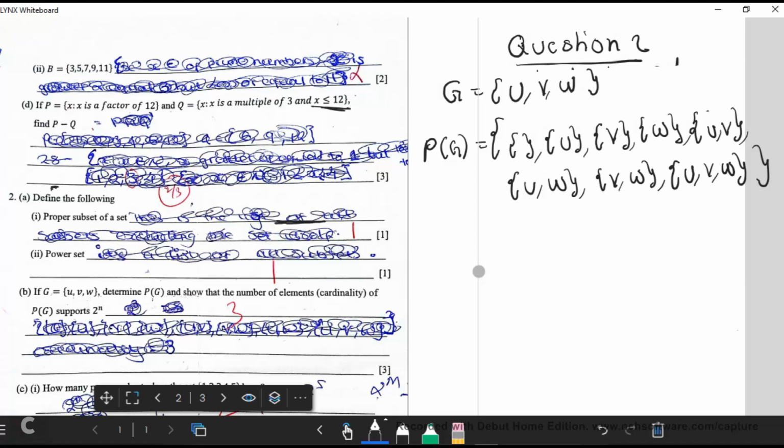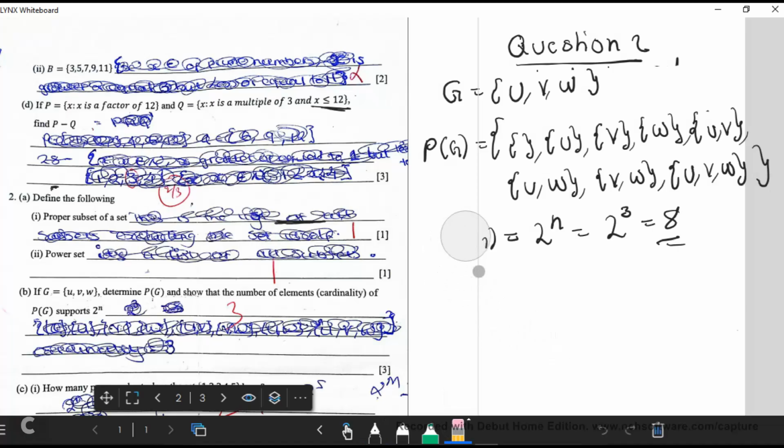Now they're saying that it's supposed to be supported by that, meaning the number of elements of the power set of G is equal to 2 to the power n. So how many elements are we having in G? We're having 1 2 3. So here you put 3, which is supposed to be 8. So meaning we're having 8 subsets. So this is how you calculate 2b.